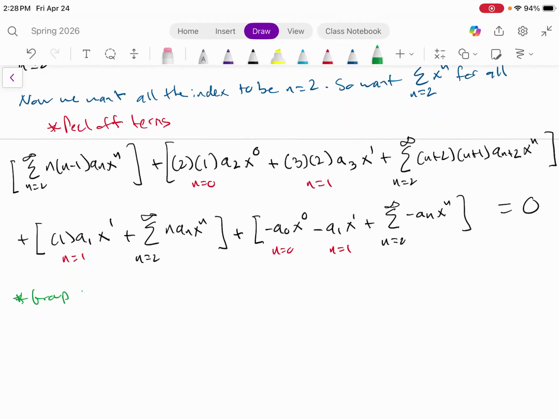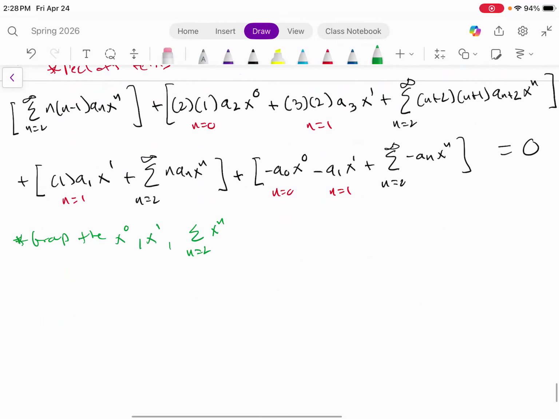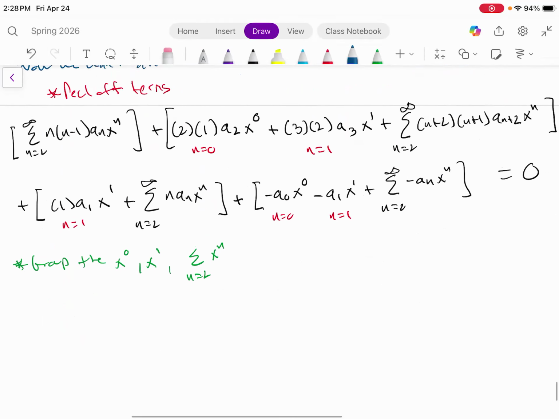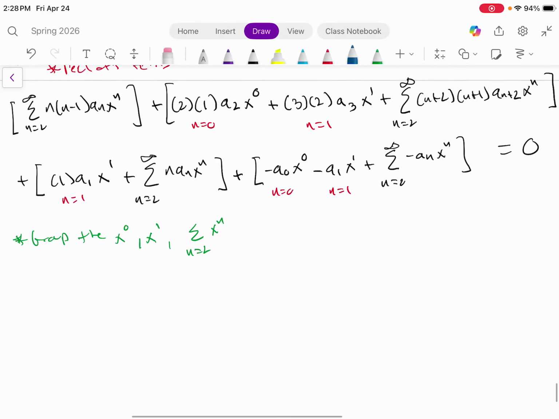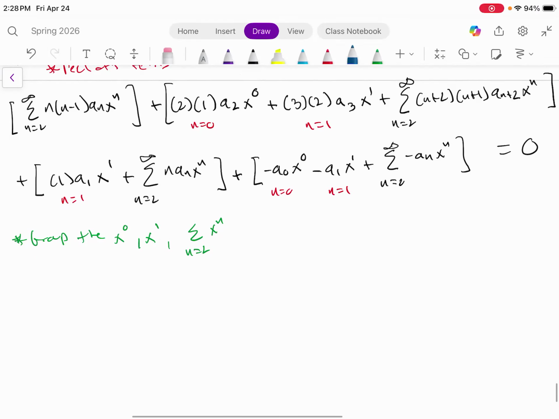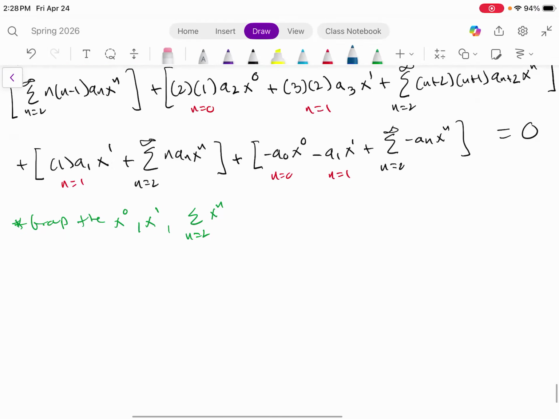What we want to do is group the x raised to the zeros and x raised to the ones, and then the series that we essentially have now starting out at n equals 2 and x to the n. So let's group those together. You could double check it if you want. But yeah, we're just going to group together all of these terms with x0, x1. So let's go ahead and do that.